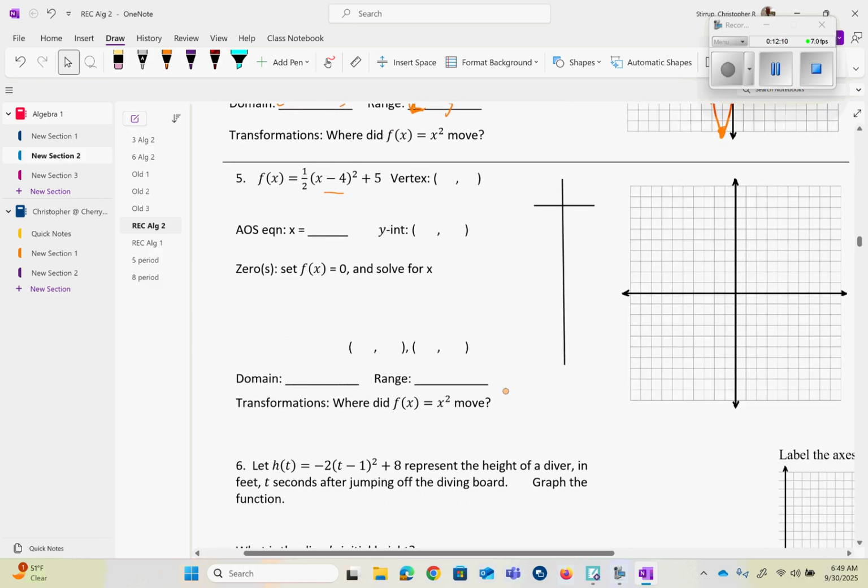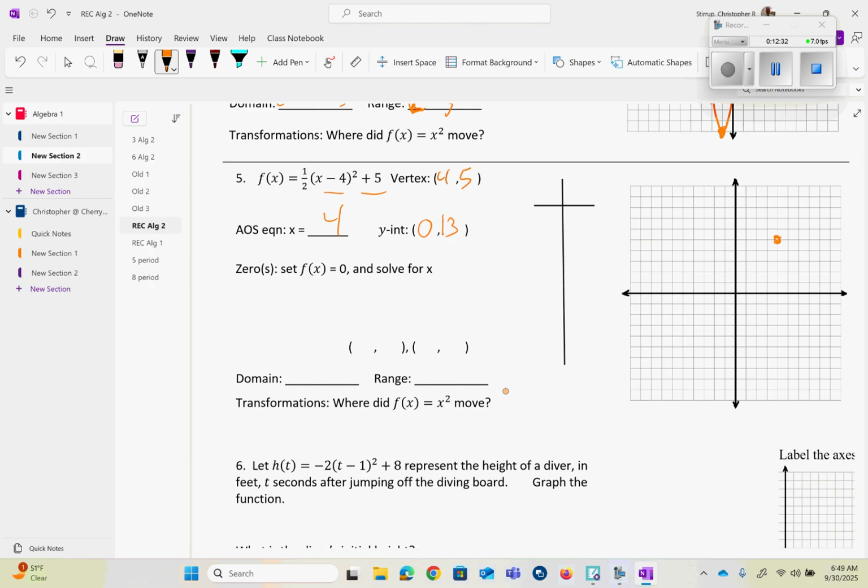Problem number 5, our vertex will be opposite and same. Our axis of symmetry is x equals 4. Our y-intercept will be 0, and 0 minus 4 is negative 4. Negative 4 squared is 16. Half of 16 is 8. 8 plus 5 is 13. So I'm going to have 4 comma 5. 1, 2, 3, 4, 5.